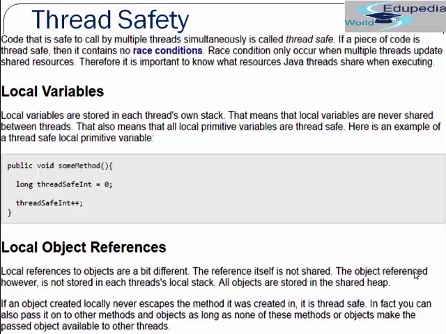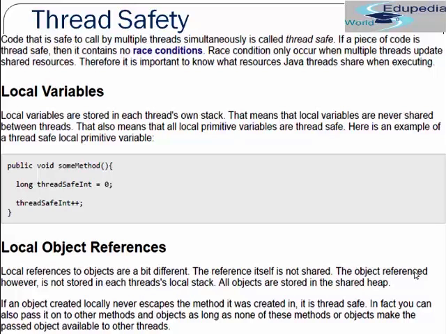Local variables. Local variables are stored in each thread's own stack. So every variable is stored in Java memory, and all the local variables are stored in each thread's own stack. That means every thread will have its own Java stack, and all the local variables are stored in that stack. That means the local variables are never shared between threads. Each thread has its own local variable. This also means that all local primitive variables are thread safe by default. Okay, so you don't need to do anything to make a local variable thread safe. It is automatically thread safe because each thread will have its own local variable.